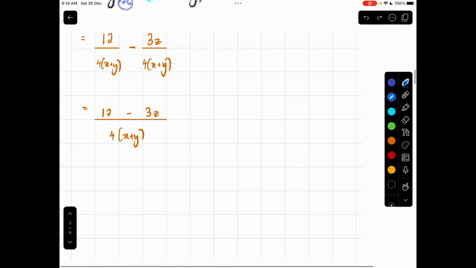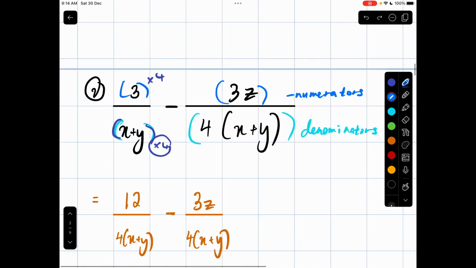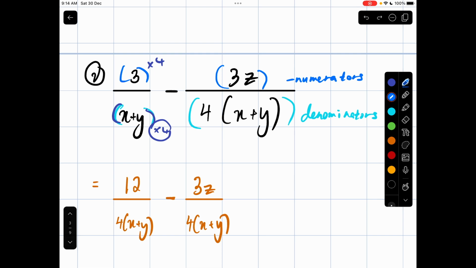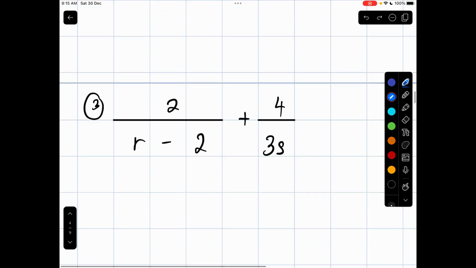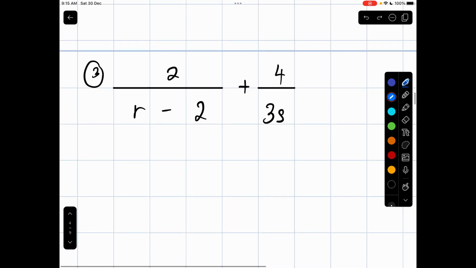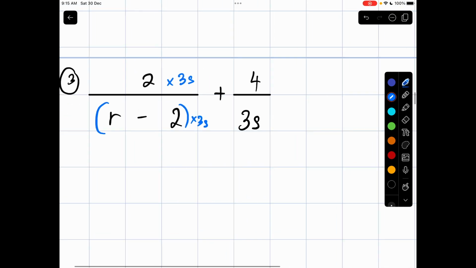As you see in the earlier question, it was much simpler because we just had to multiply by 4. But here we are required to multiply by something completely different. So here, just keep it simple. Multiply r minus 2 by 3s, the whole thing. And then if bottom times 3s, top must also be multiplied by 3s. Then on the flip side, 3s times r minus 2, the whole thing. Then 4 times r minus 2.